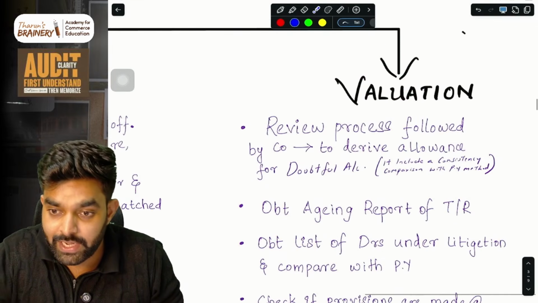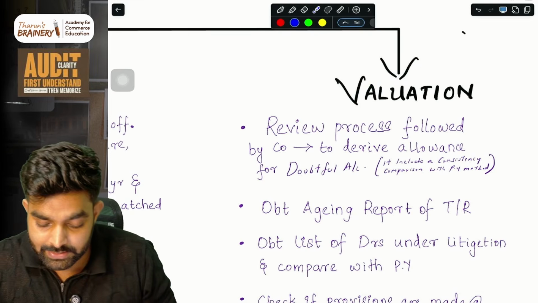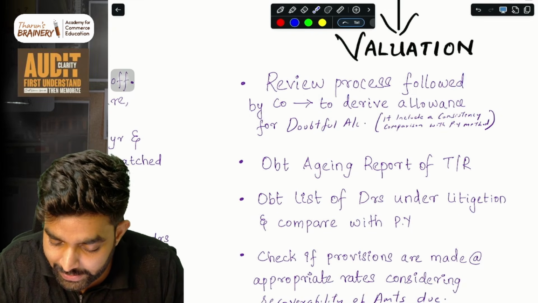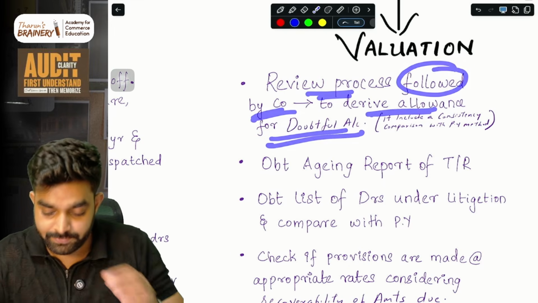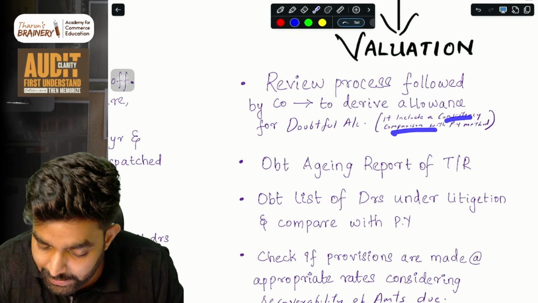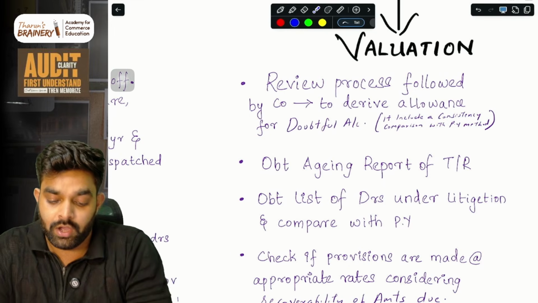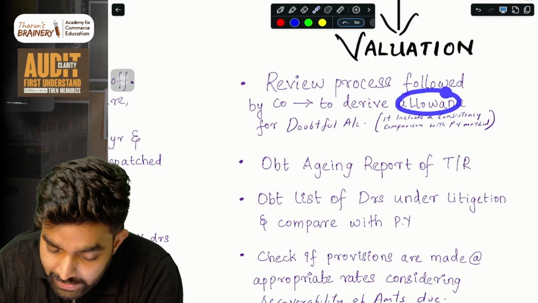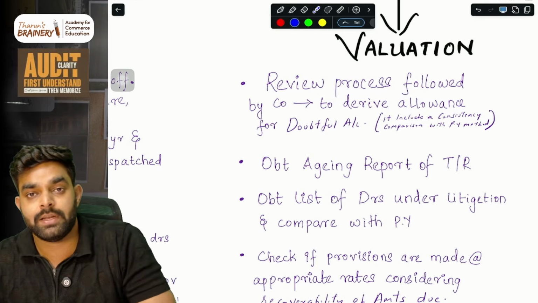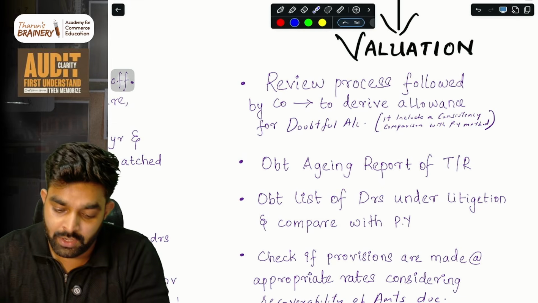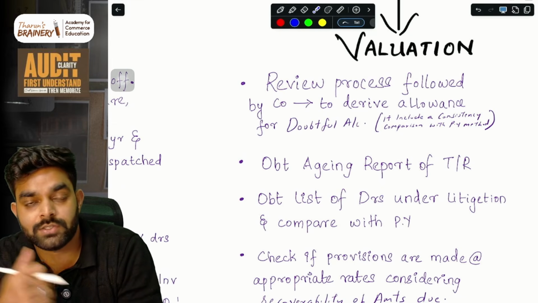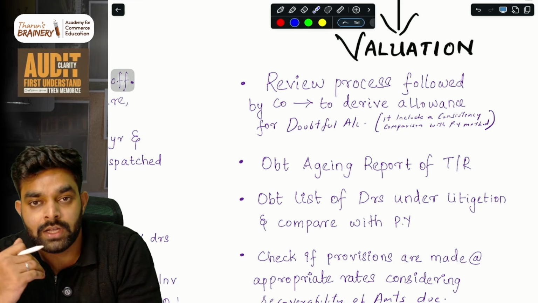And how to check the valuation, whether the amounts of these debtors are correct. Review the process followed by the company to derive the allowances for doubtful debts. That includes a consistency comparison with the previous year's method. What process is the company following to derive the allowances for doubtful debts? Imagine a provision or any other allowance they are keeping. What is their process? Like, imagine a debtor has not paid for the last 4 months. The company has a policy.